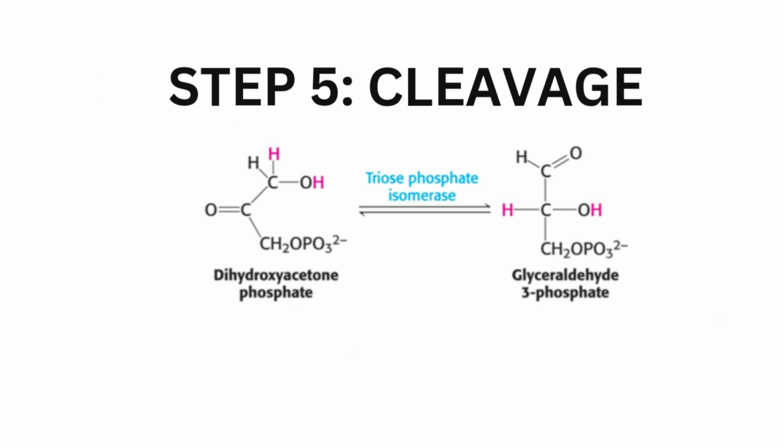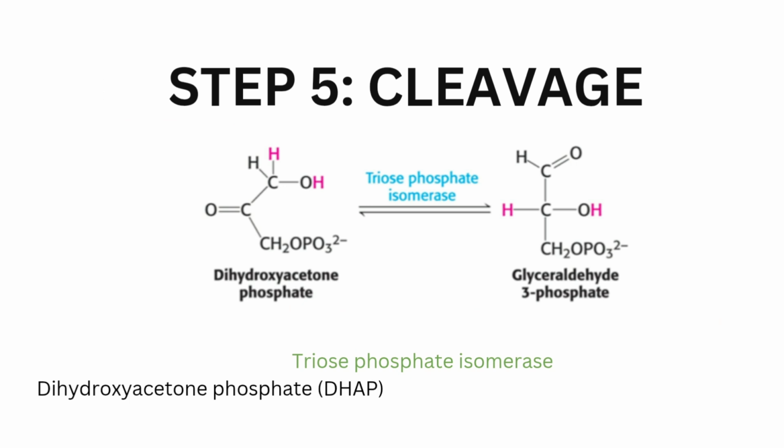In the previous step, fructose 1,6-bisphosphate was split into two 3-carbon compounds, dihydroxyacetone phosphate or DHAP and glyceraldehyde 3-phosphate or G3P. However, only glyceraldehyde 3-phosphate can continue further in glycolysis. So in this step, the enzyme triose phosphate isomerase catalyzes the reversible interconversion of DHAP into G3P.